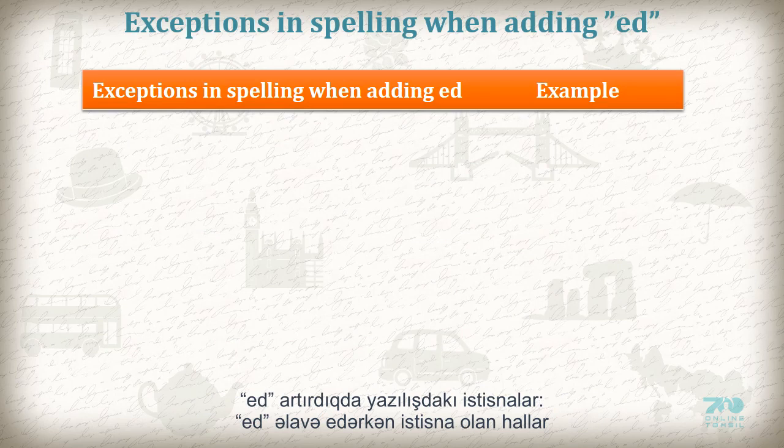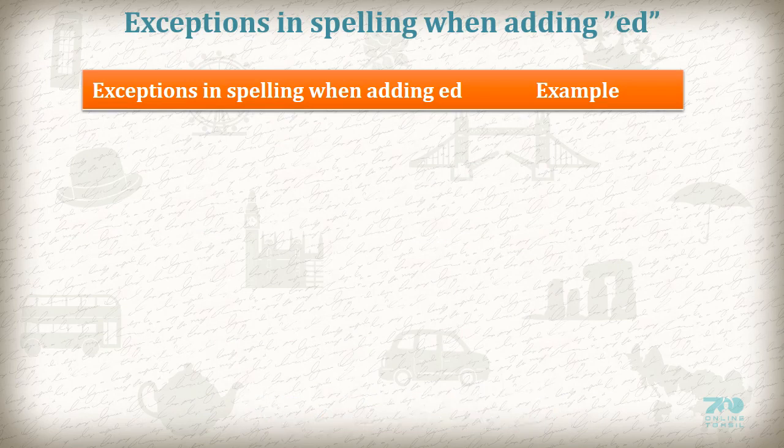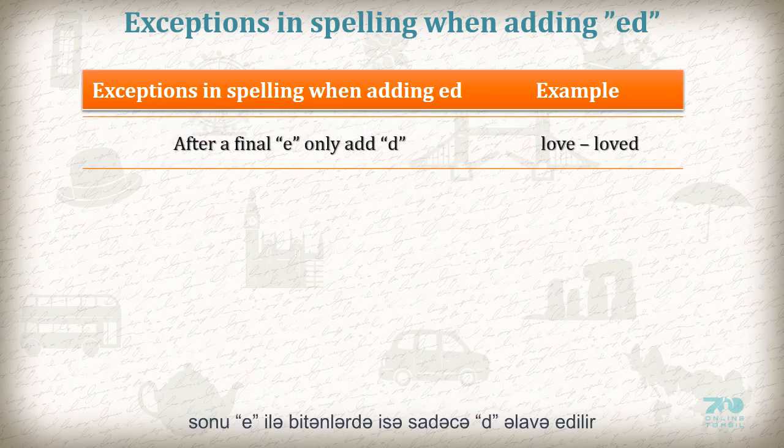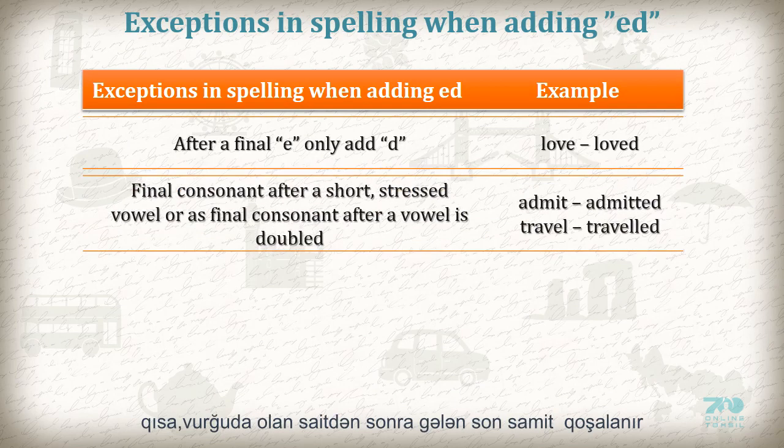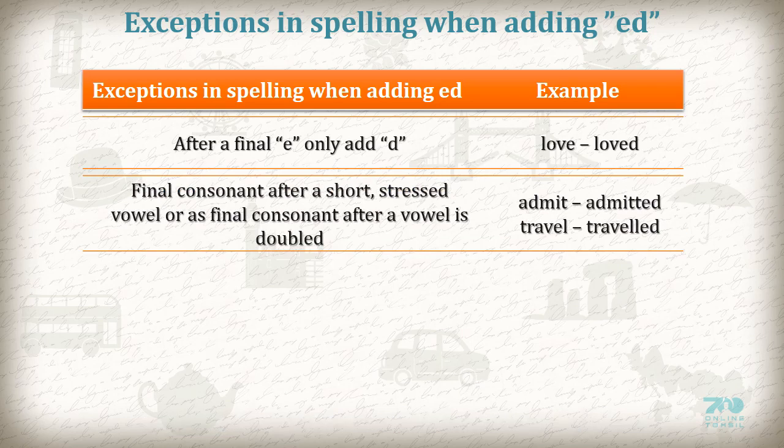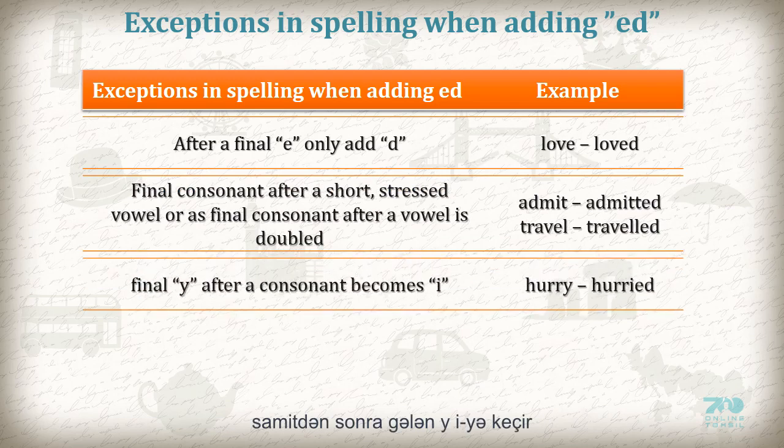Exceptions in spelling when adding -ed. After a final e, only add d. Love, loved. A final consonant after a short stressed vowel, or a final consonant after a vowel, is doubled. Admit, admitted. Travel, traveled. A final y after a consonant becomes i. Hurry, hurried.